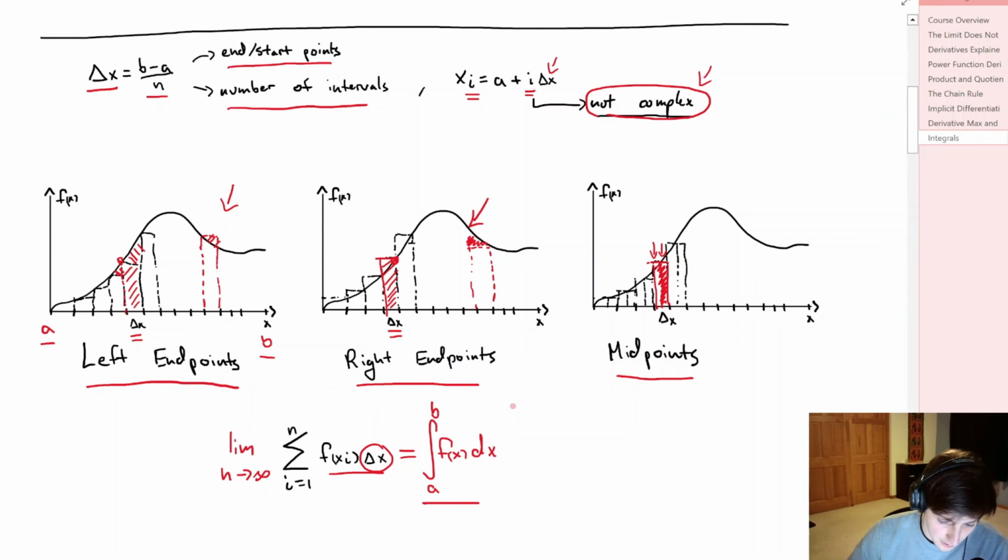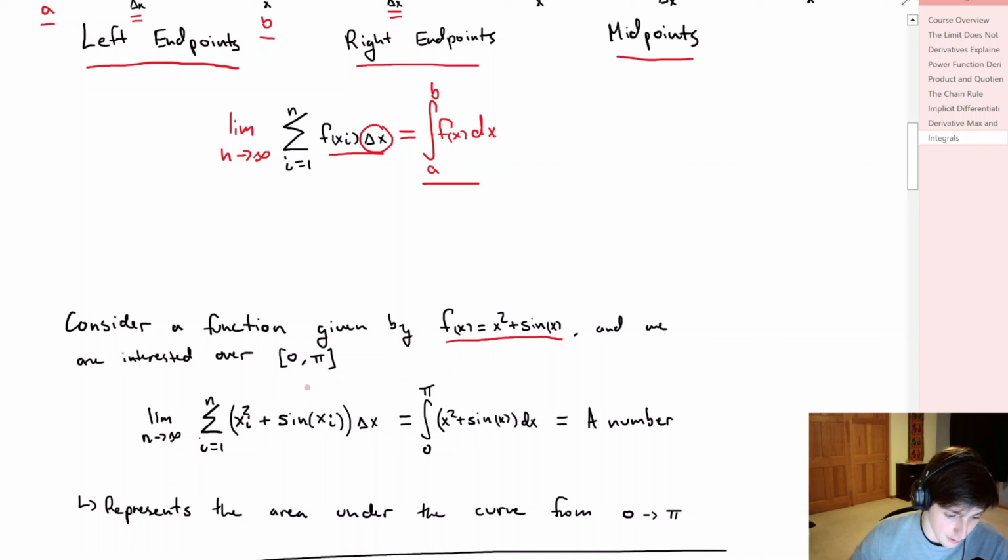So if we look at an example, and we are interested over the interval 0 to pi, where inside of this integral, we have what is called the integrand. And because this is equal to the area under the curve, this is going to be equal to a number. So that's the notation we need to get comfortable with. And we can have some properties for integrals.